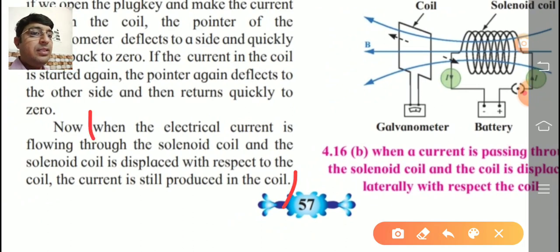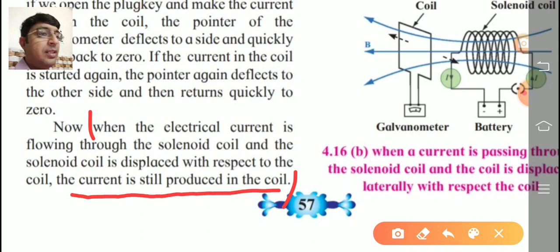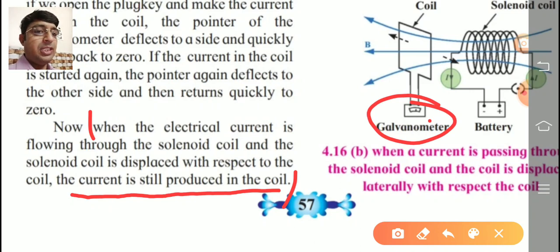When the electrical current is flowing through the solenoid coil and the solenoid coil is displaced with respect to the coil, you do any one activity out of these two, then what are you getting? The current is still produced in the coil. That is shown by this galvanometer. All are getting? Out of these two activities, you perform any one; one by one you do both the activities. Always you are getting deflection of the galvanometer. So why does deflection of the galvanometer occur? Because current is still produced in that coil.